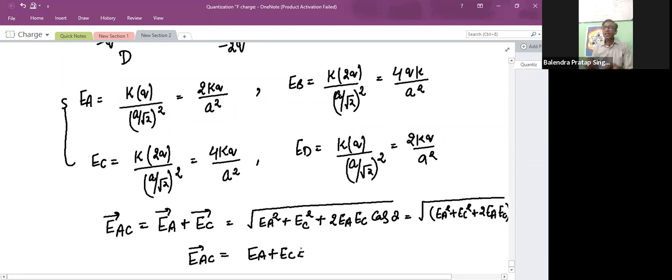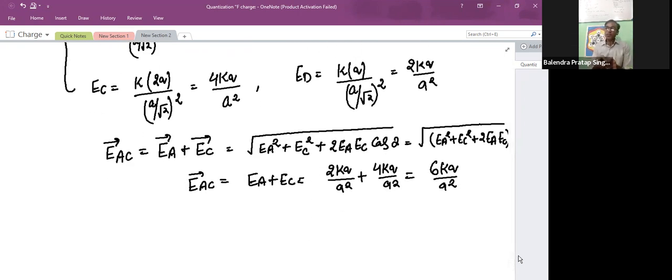Because theta is 0, it will be a whole square, so you can directly add EA plus EC. EA is 2k q by a square and EC is 4k q by a square. The value is 6k q by a square. Now we solve another part of this problem. We have just added these two vectors, EA and EC, to get EAC.